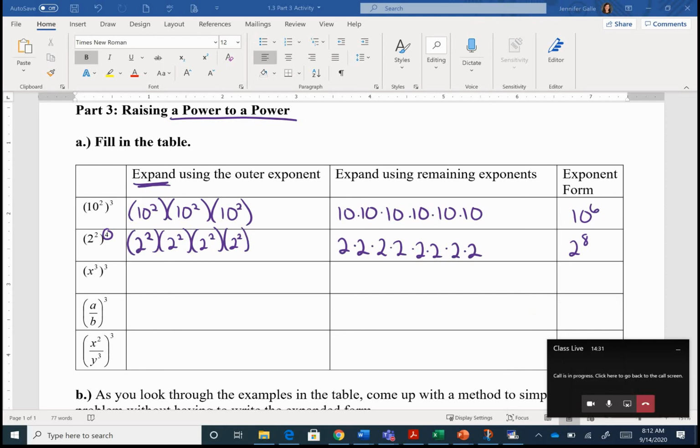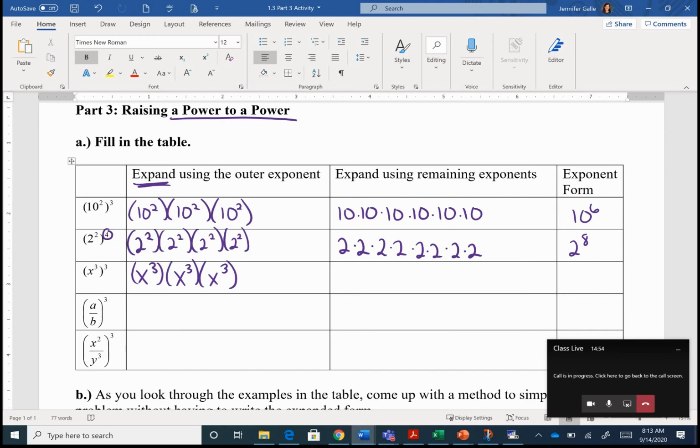All right, as I walked around, that third row was looking pretty good. I saw a lot of x to the third, x to the third, x to the third. Our outside exponent was a 3, so we write x to the third. We're going to multiply it 3 times.